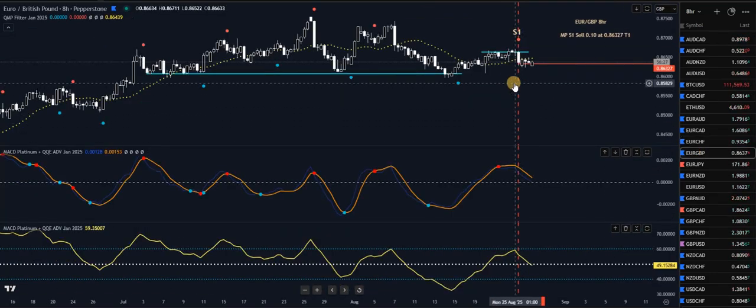It's going absolutely nowhere at the moment. It's very sideways. It was an MP based on this resistance level on price. Came close to the 60 level, but not close enough. Valid MACD Platinum signal. Resistance is still going nowhere fast.